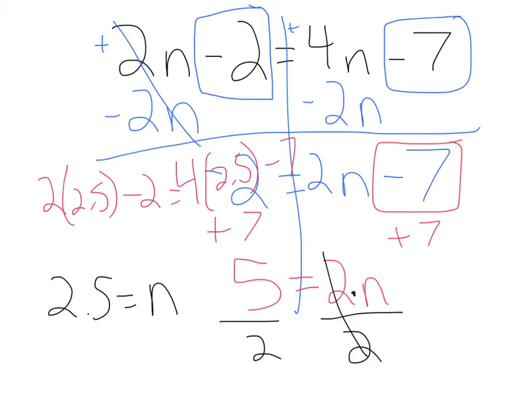And I'm sorry, that's really messy. 2 times 2.5 is 5 minus 2. Over here, 4 times 2.5 is 10 minus 7.